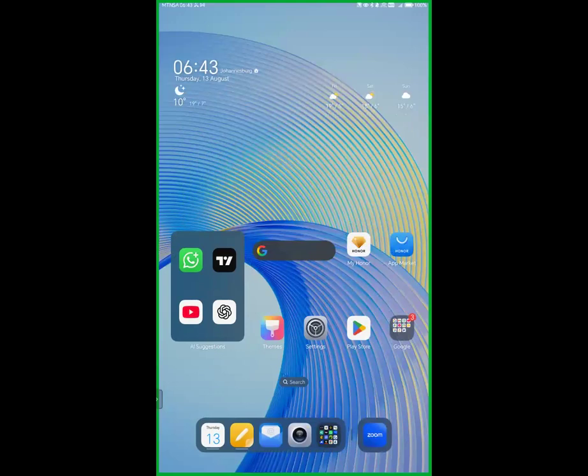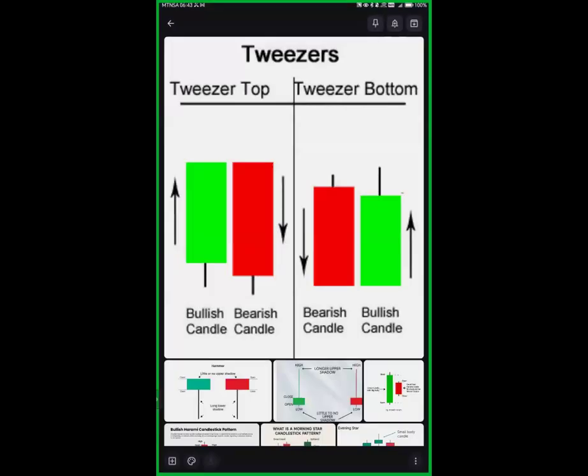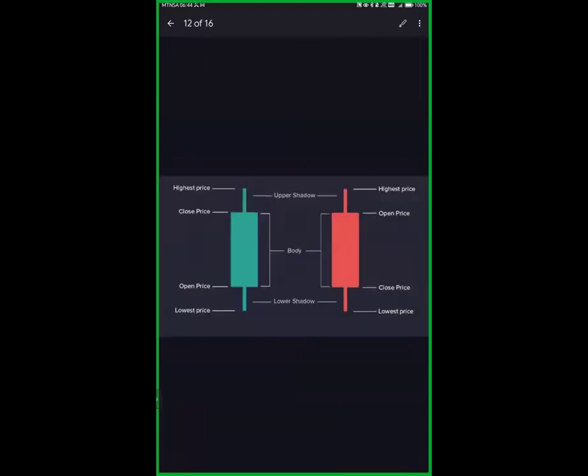Is my screen visible? Is my screen visible? If you are able to see my screen on your side, please indicate. Okay. All right. So let's get into okay. All right.